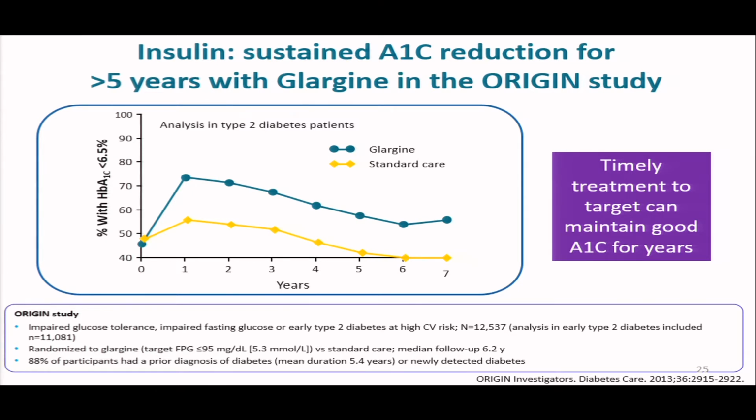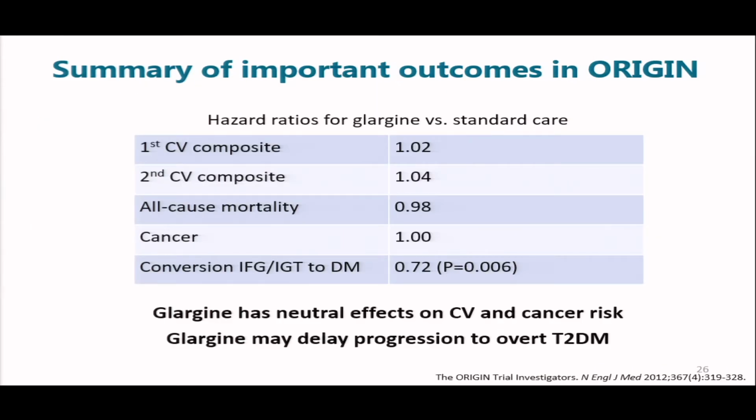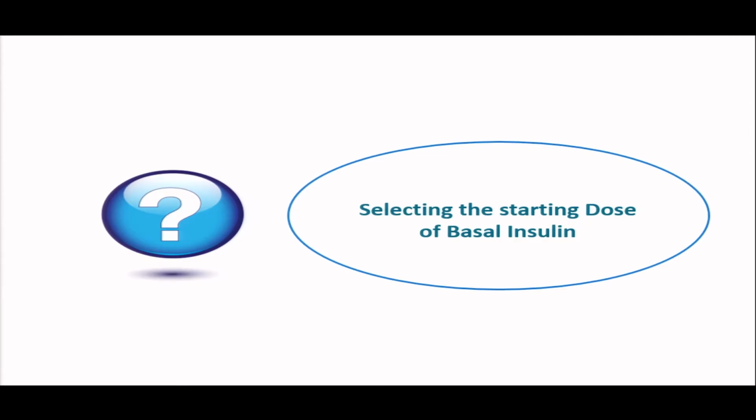And we see sustained A1C reductions throughout the trial. Here we discuss that in terms of effects on cardiovascular risk and cancer risk, Glargine is neutral, but Glargine may delay progression to overt type 2 diabetes when used very early on. In pre-diabetes, patients with impaired fasting glucose and impaired glucose tolerance, there was a statistically significant hazard ratio, 0.72, indicating delay of conversion to overt diabetes.